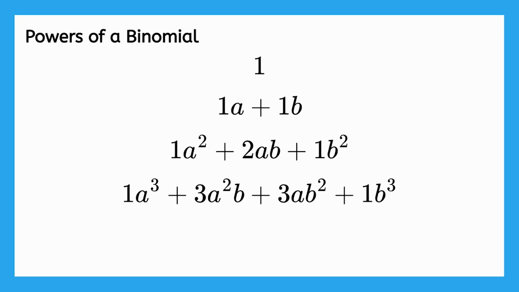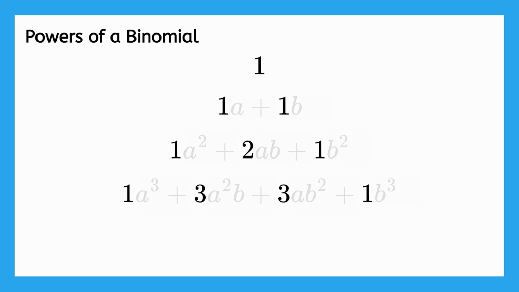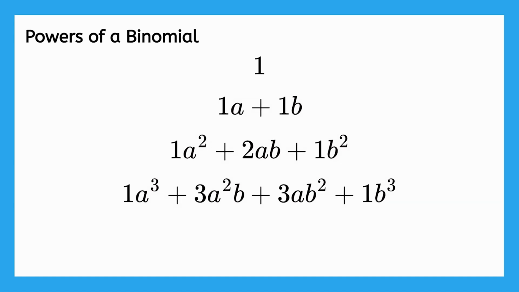Do you notice any useful patterns in these expanded terms? Oh, hey, the coefficients are exactly the same as Pascal's triangle. And of course, the exponents just transfer from a to b one at a time as we move across the expansion. Hey, wait, these are just path permutations.